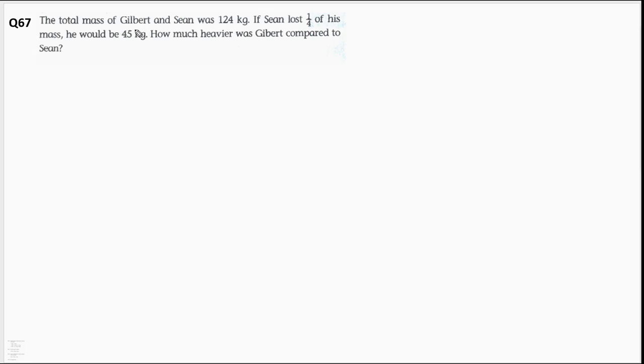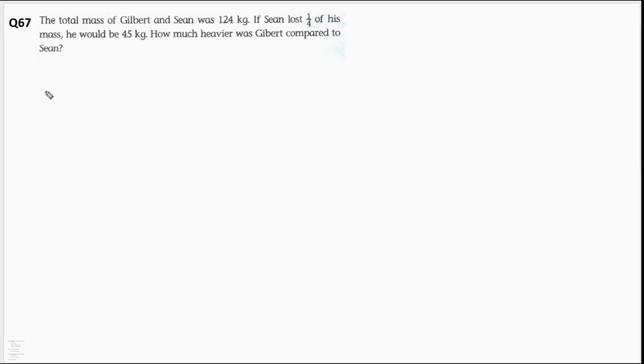The total mass of Gilbert and Sean was 124 kilograms. If Sean lost a quarter of his mass, he would be 45 kilograms. And we're asked how much heavier was Gilbert compared to Sean.